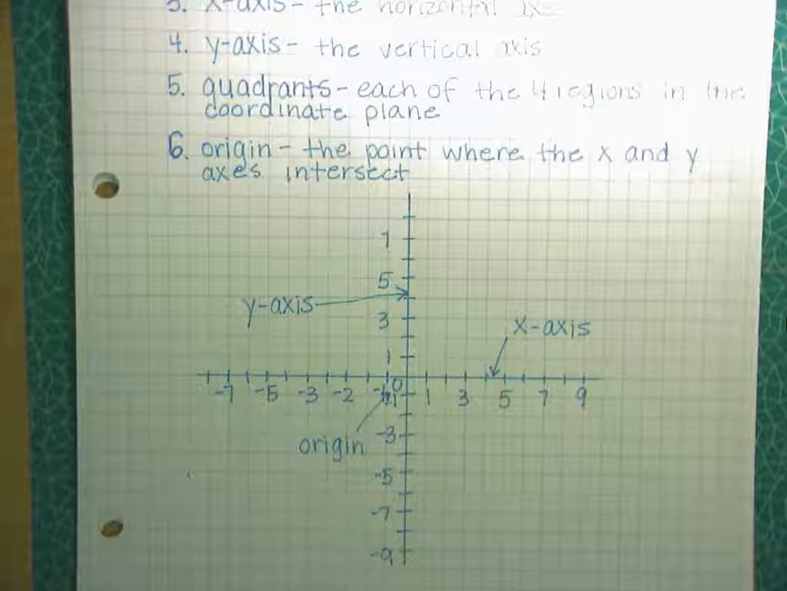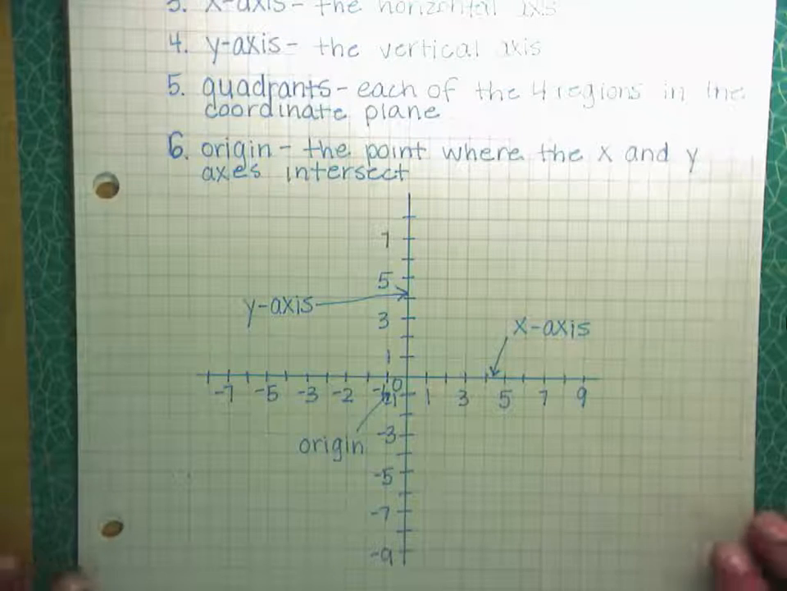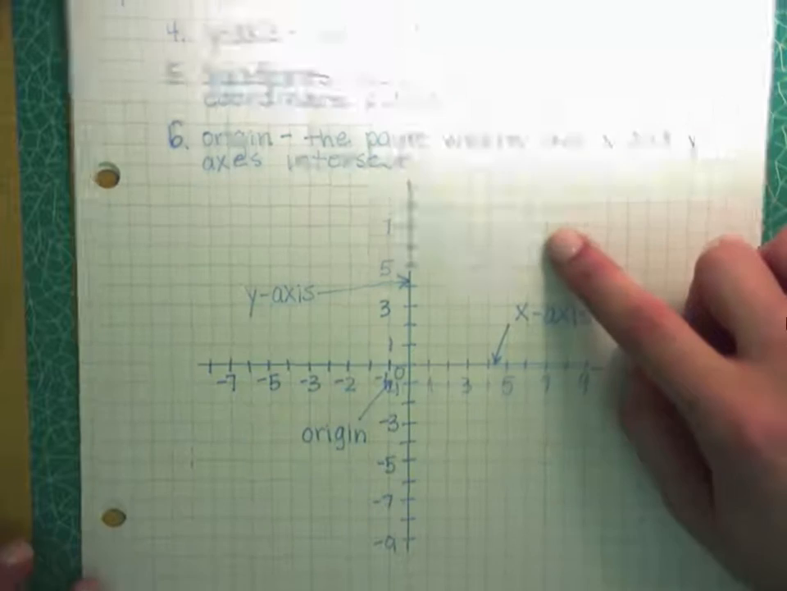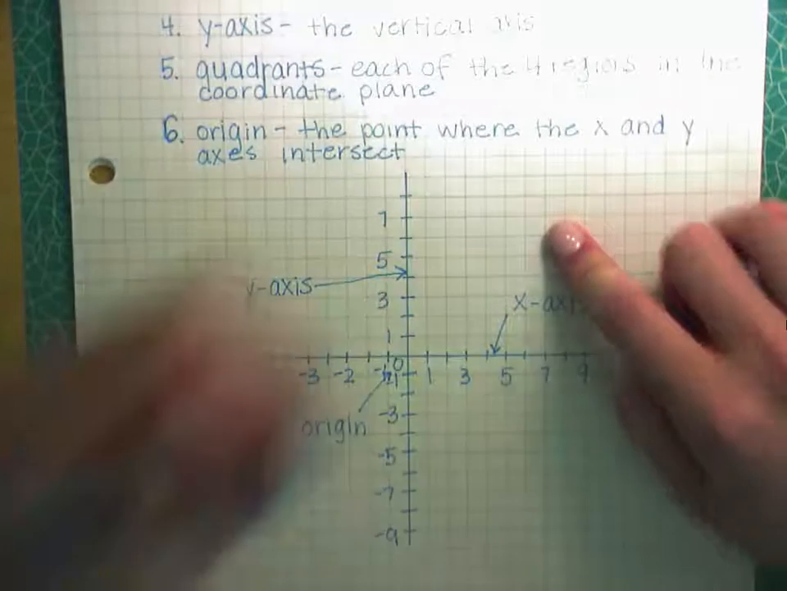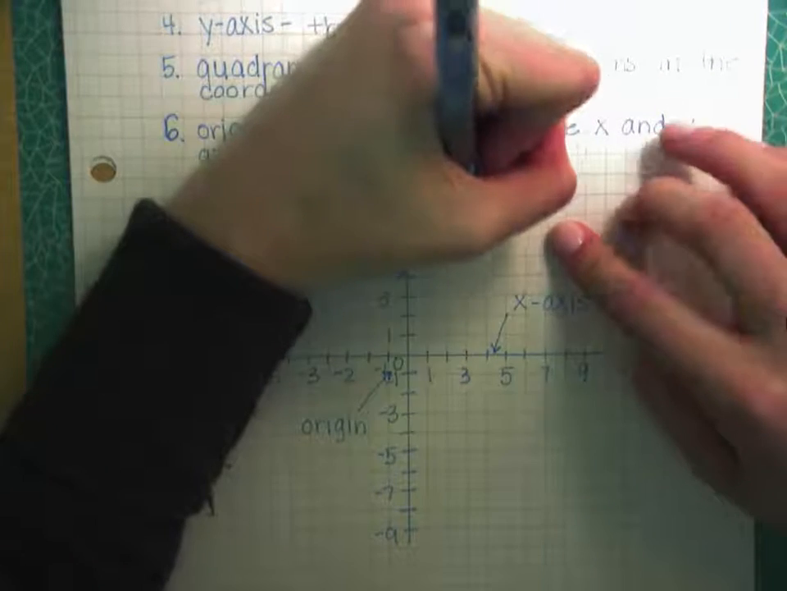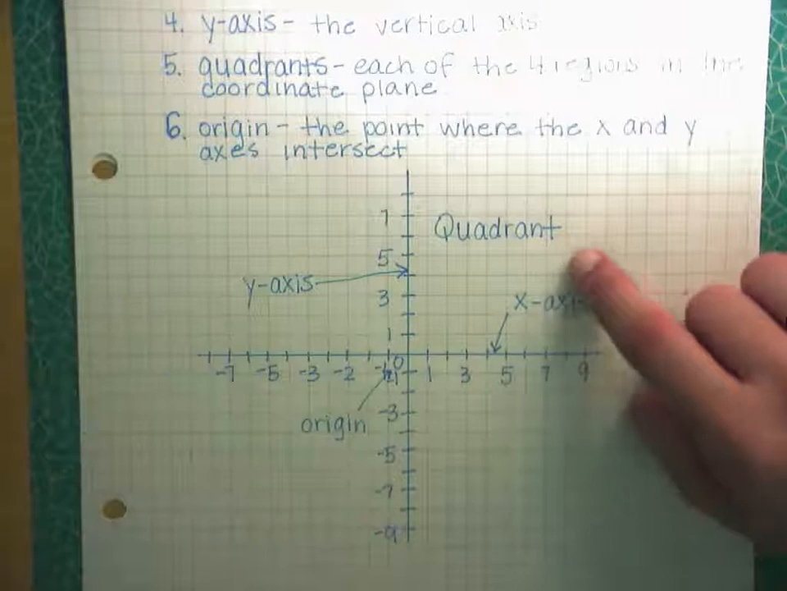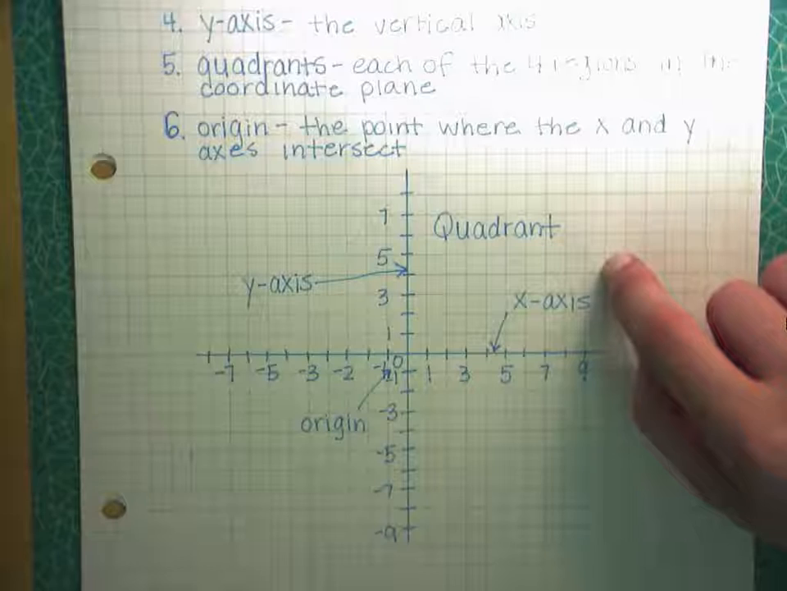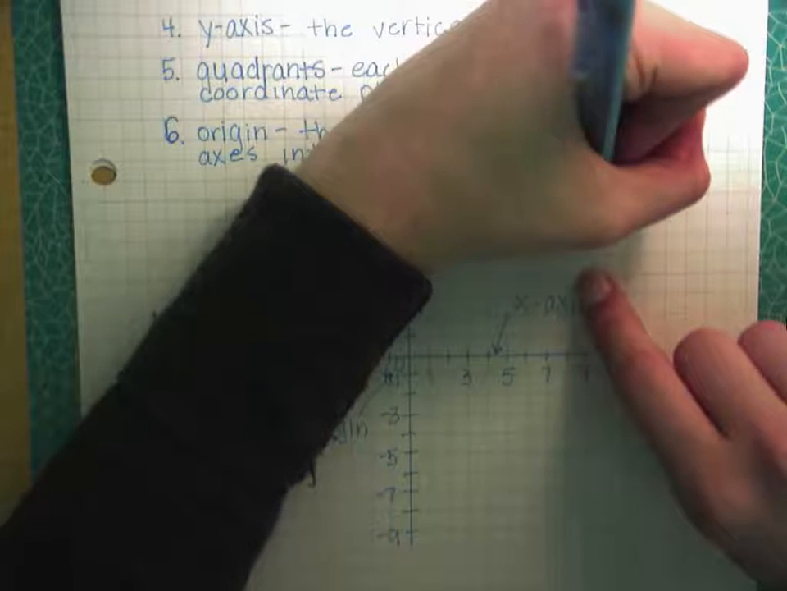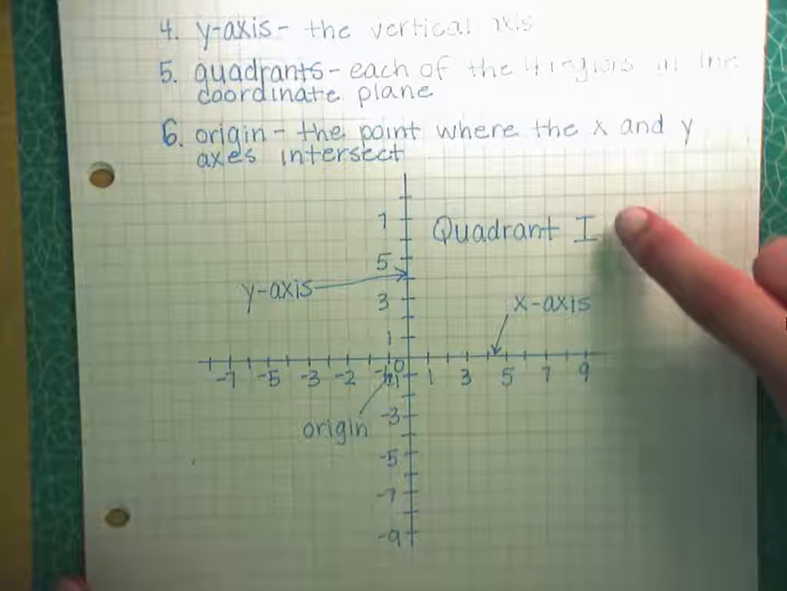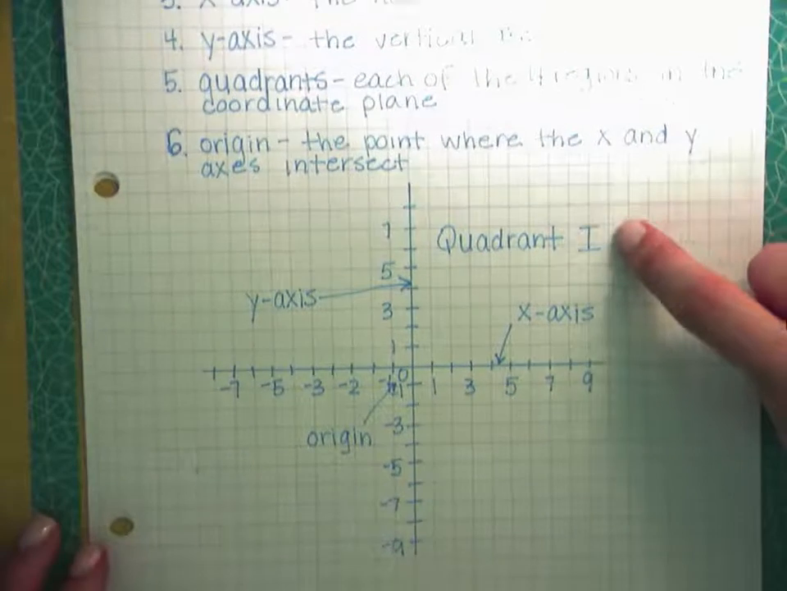Alright, so now let's label our quadrants. So our first quadrant is actually going to be in this top right region of our coordinate plane. This is where we're going to start numbering. Now, when we number our quadrants, we're going to use Roman numerals. So this is quadrant 1, and the Roman numeral for 1 is the capital letter I.